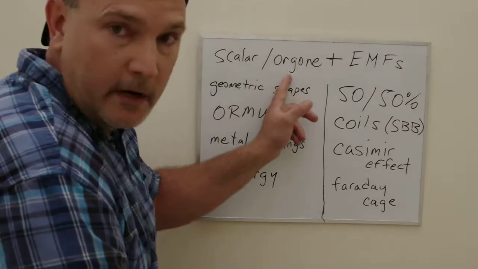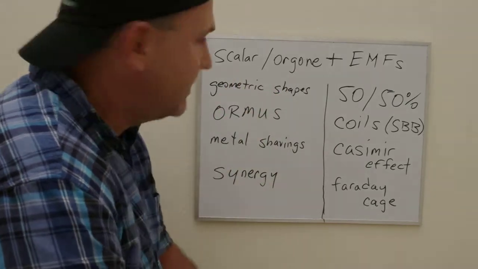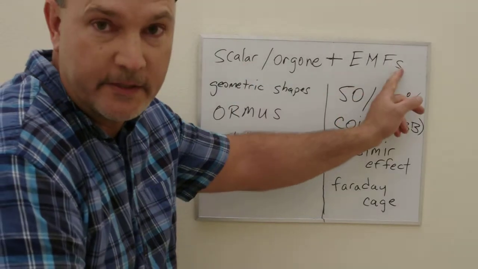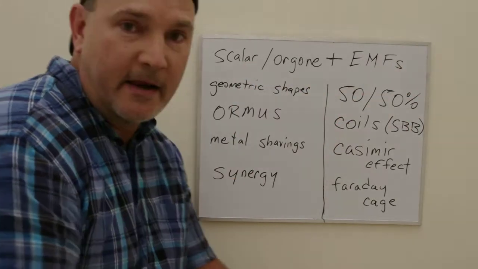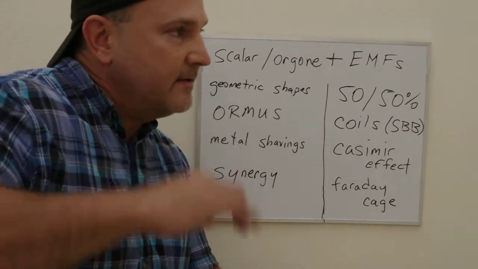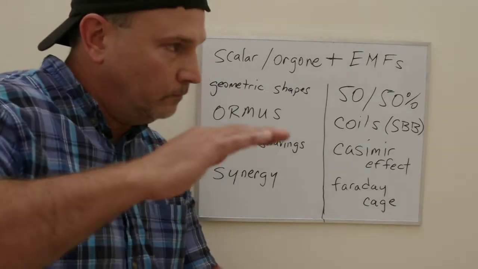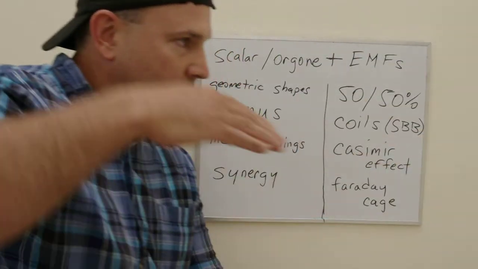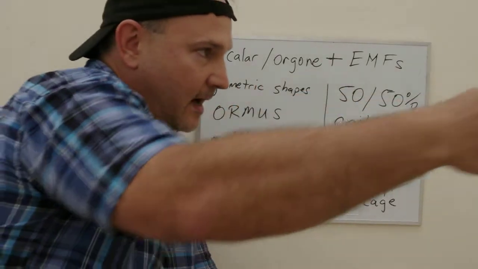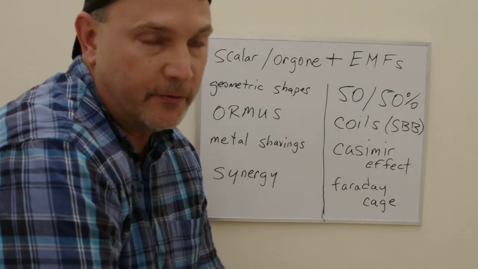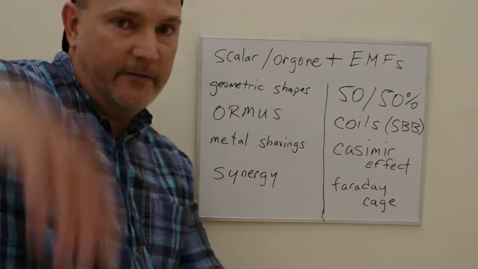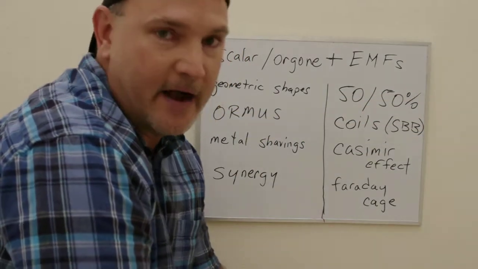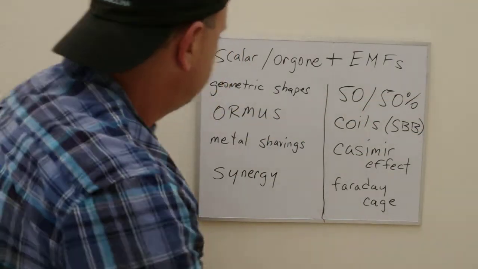Scalar waves, Orgone energy. These are two variations of the same thing. Scalar waves are different than electromagnetic frequencies. Electromagnetic frequencies, you can look this up on the internet. One part of it will oscillate, like say the electric part of it, while the magnetic part of it will oscillate perpendicular to it as it moves through space and time. Scalar waves are longitudinal. They move like in a corkscrew, spiraling and fractaling all throughout the universe.